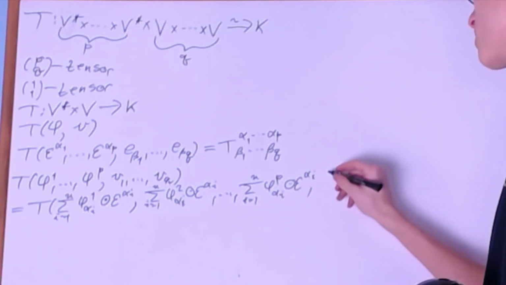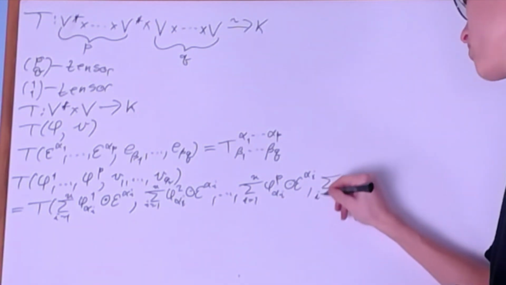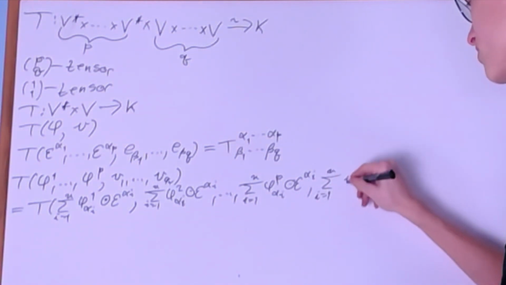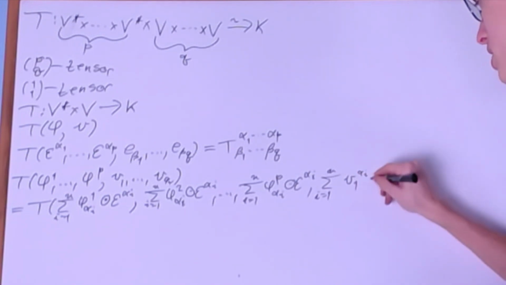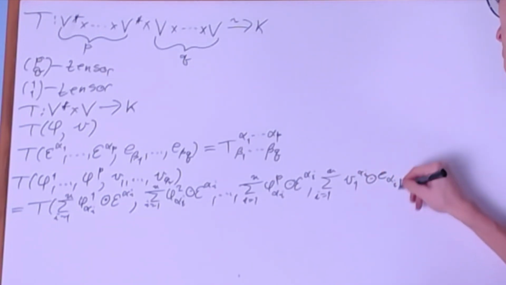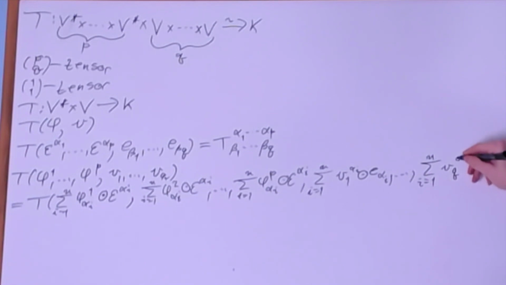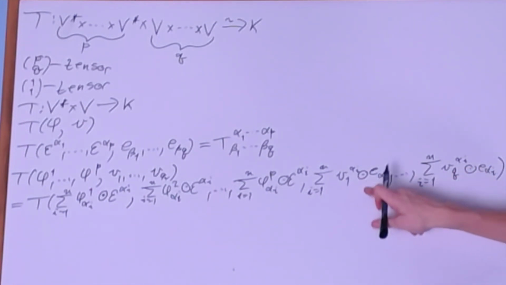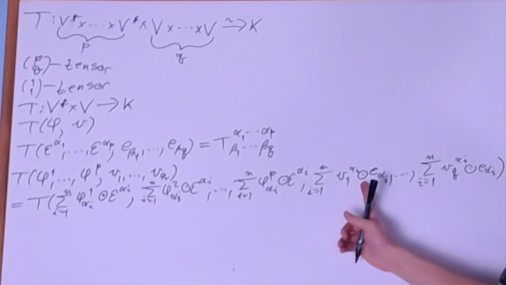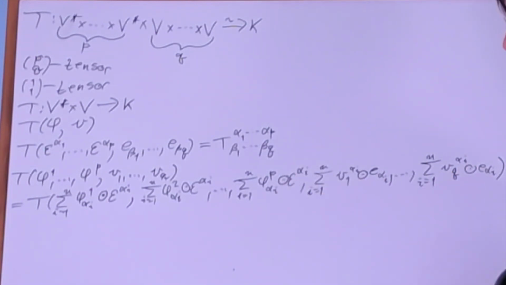And then for the vector components, we'll have the sum from i equals 1 to n of v^1_{alpha i} scalar multiply e_{alpha i}, all the way up until the sum from i equals 1 to n of v^q_{alpha i} scalar multiply e_{alpha i}. And please note that this is scalar multiplication on the normal vectors. Now note that this scalar multiplication is different from this scalar multiplication, although they are very, very similar.